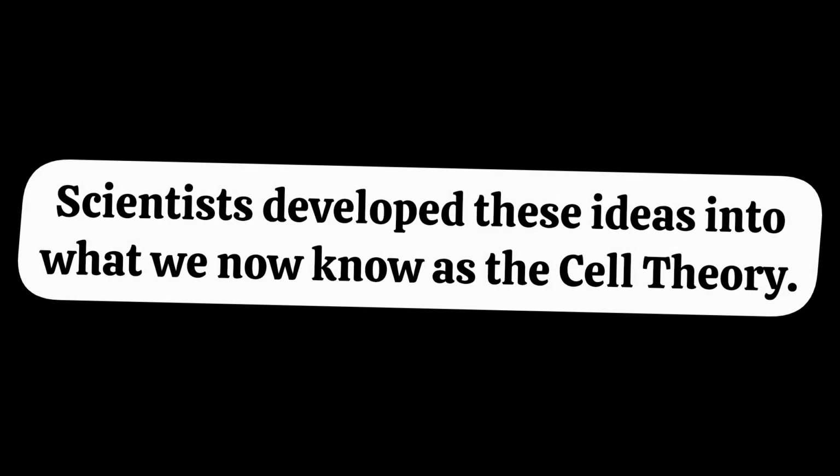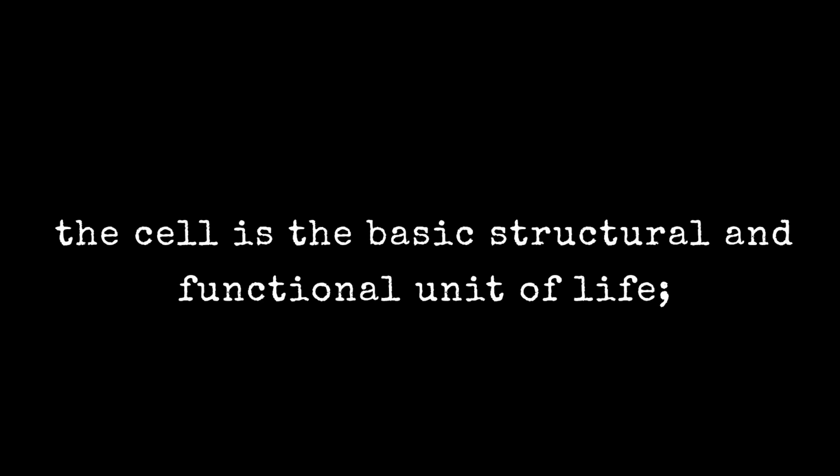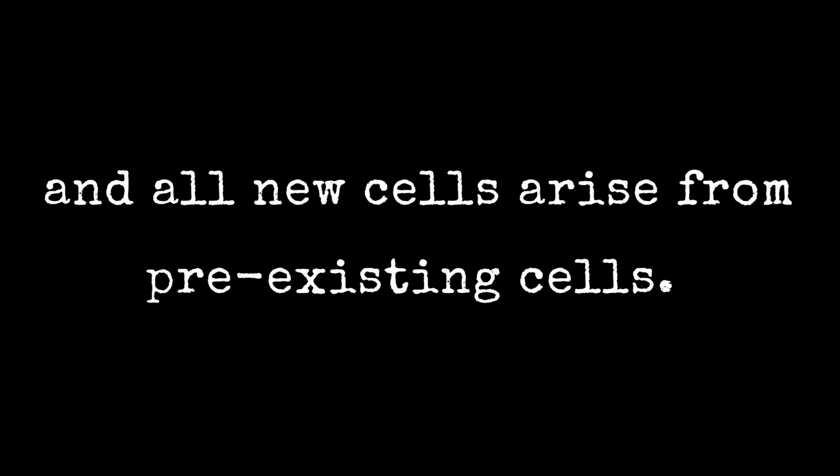Scientists developed these ideas into what we now know as the cell theory. The cell theory states three important things. All living organisms are made up of one or more cells. The cell is the basic structural and functional unit of life, and all new cells arise from pre-existing cells.